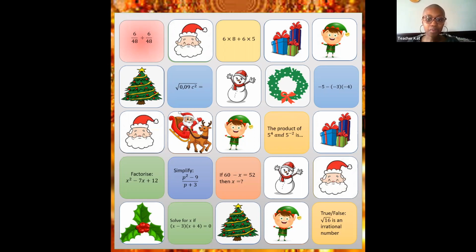Okay. Welcome back. This is where we ended off last time. Our last question was solve for x if x minus 3 multiplied by x plus 4 equals 0. And we established that x equals positive 3 or negative 4. So let's see what our next question is. Solve for x if 2 to the power of x is equal to 32.